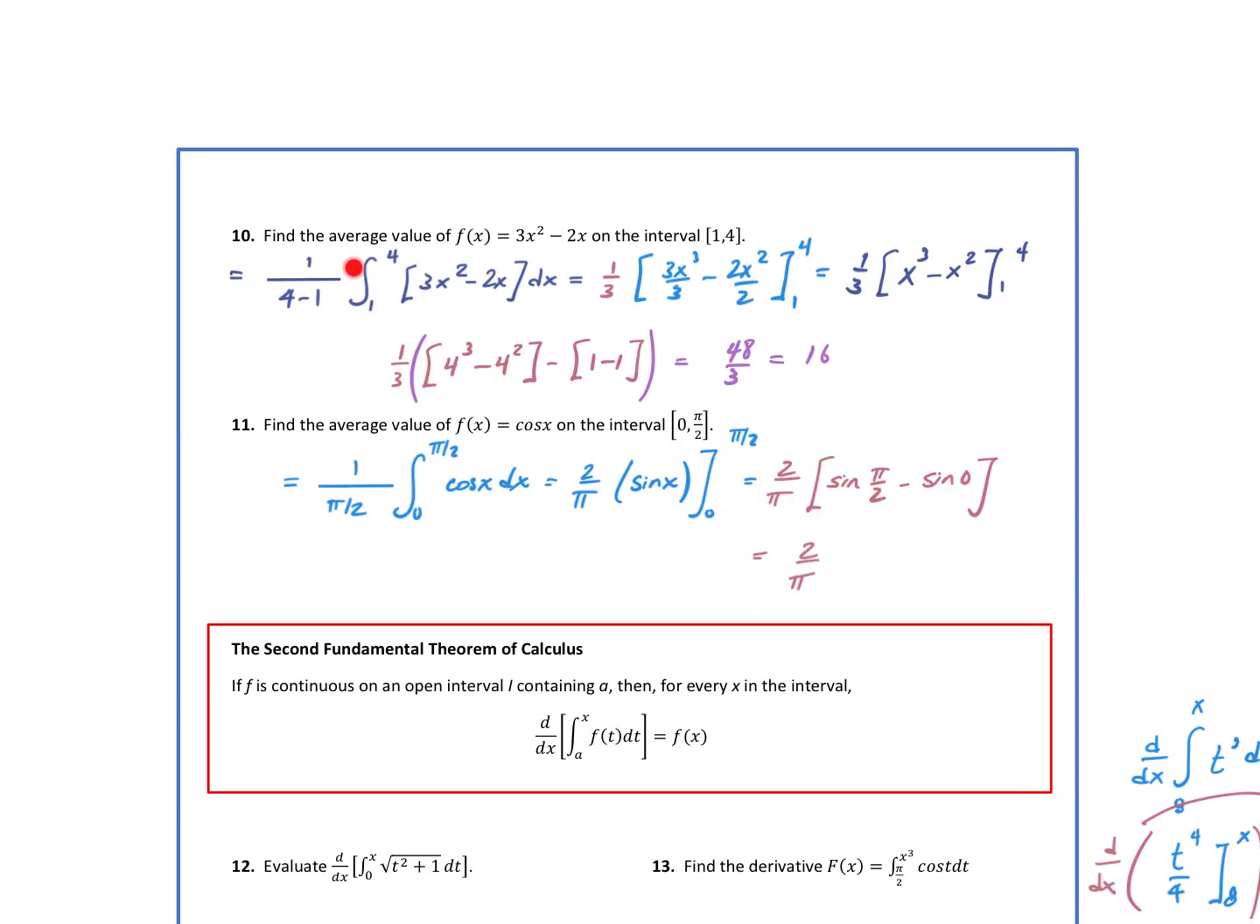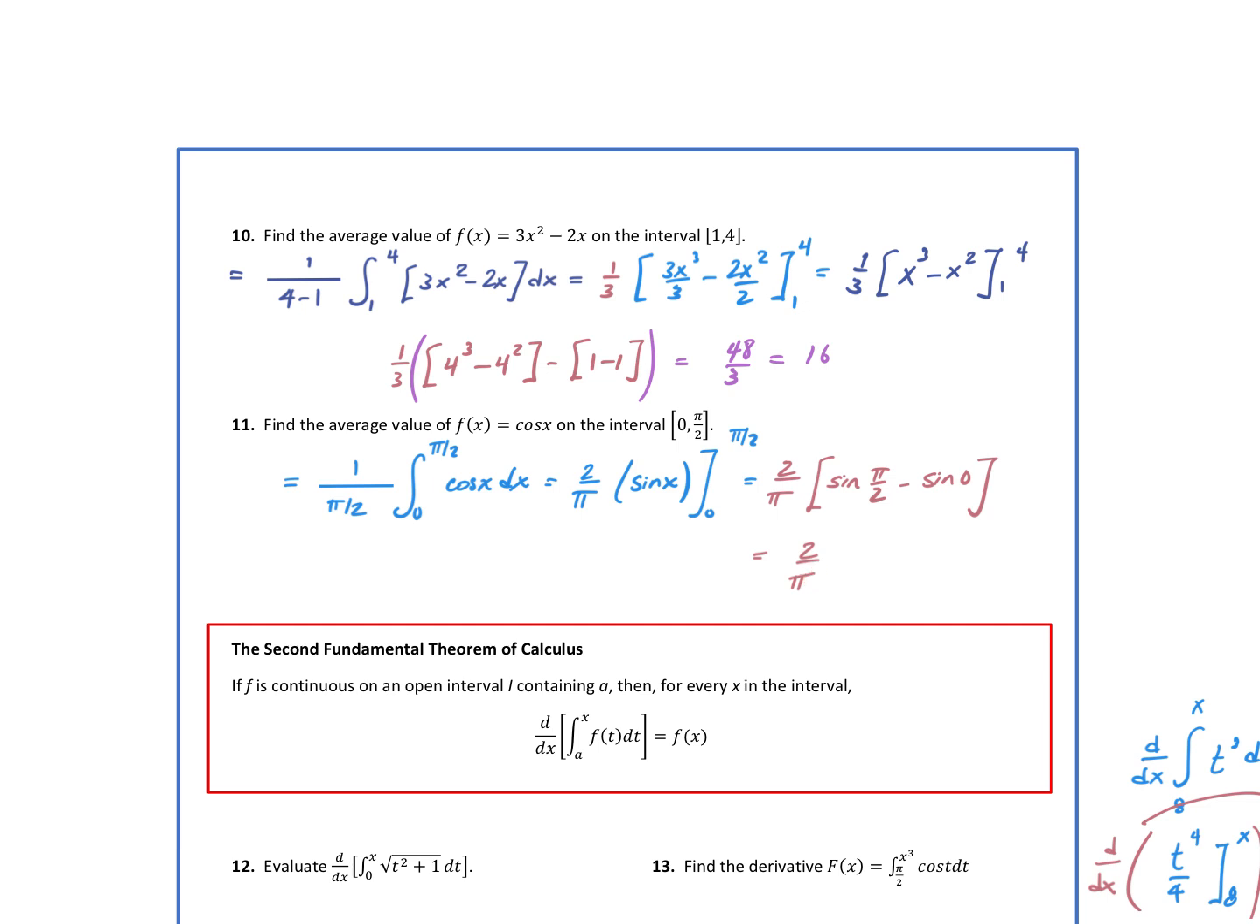All right, so find the average value. Again, straightforward, it's going to be 1 over b minus a, so 4 minus 1, integral from 1 to 4 of your function. Go ahead and integrate it, plug in your bounds. Same thing here. Find the average value. So it's 1 over pi over 2 minus 0. This becomes 2 over pi when you flip it. And then integrate in here, plug in the bounds, and we get 2 over pi.